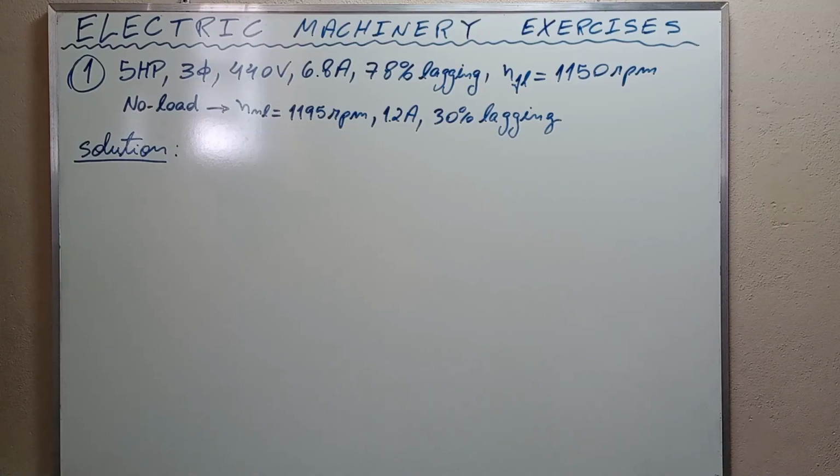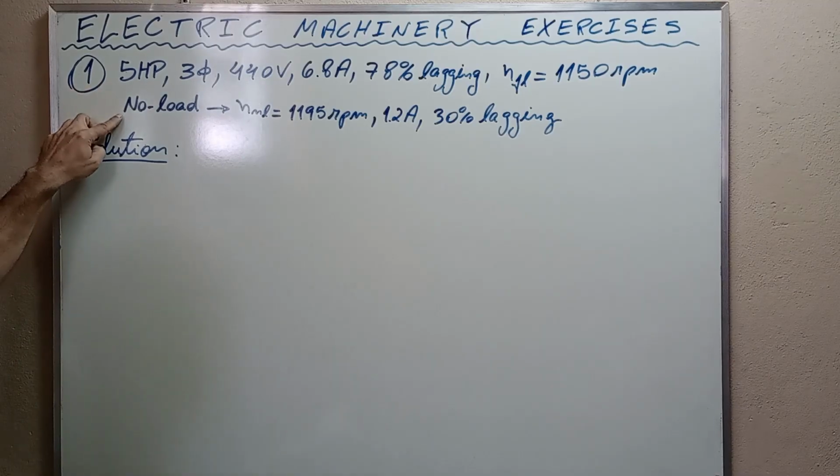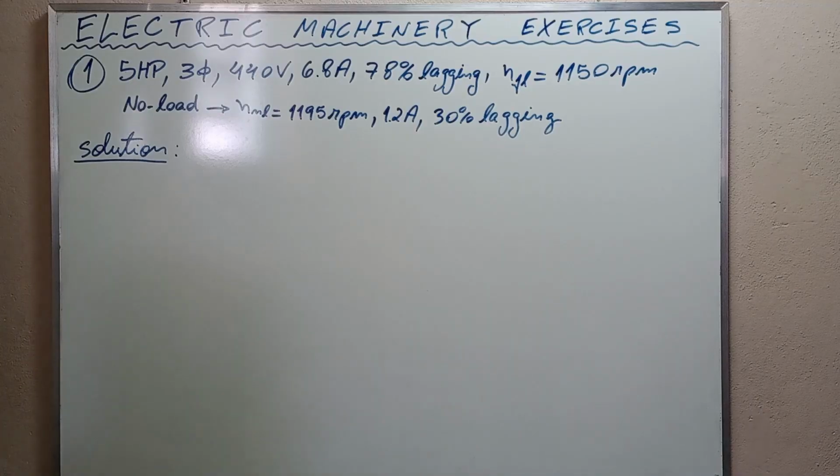Now the question: find the power loss and efficiency with full load and the input with no load, and the speed regulation. Okay, my friends, this is the exercise. Let's go to the solution. The exercise gave us this information for full load and for no load, and this is enough to calculate what the exercise wants us to calculate. Alright, let's go to the solution.